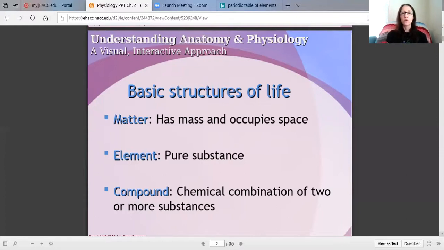Now, where do we get most of these elements? That's right, we get them through our food. So anything that we take in, we can process out some of the elements that we need, and our body will use them in various ways. And of course, as we go through this course, we will talk about some of these different elements and how they work in the body.